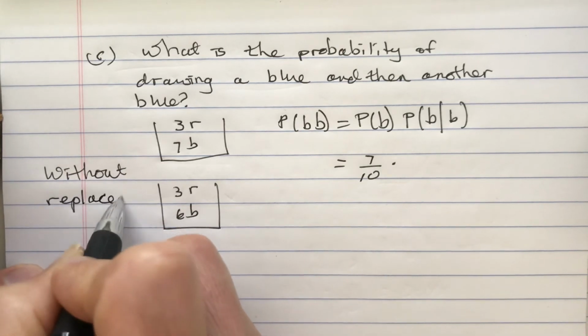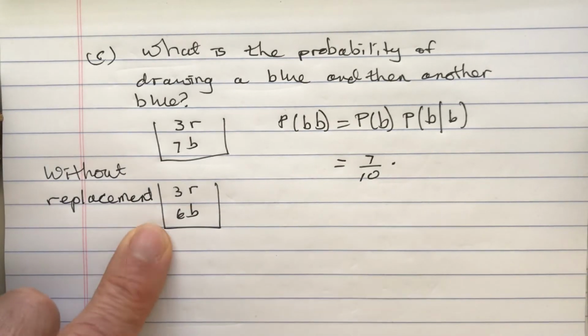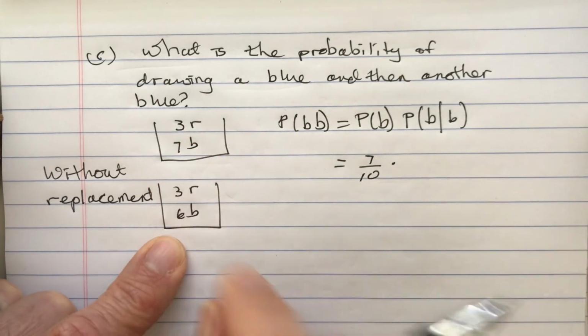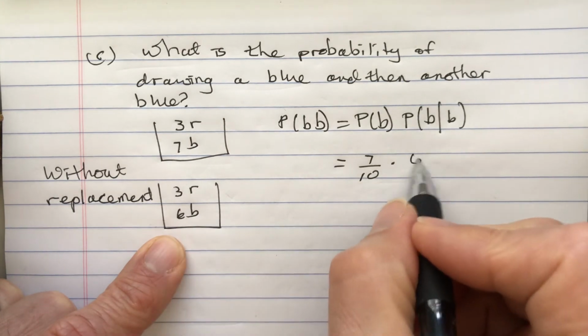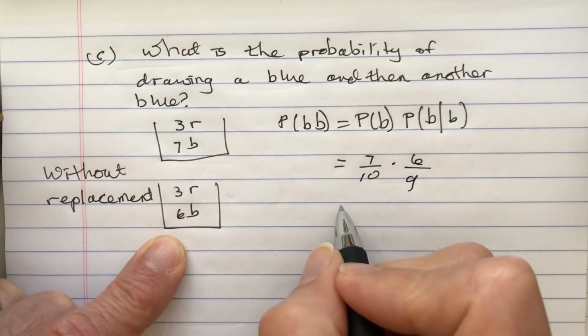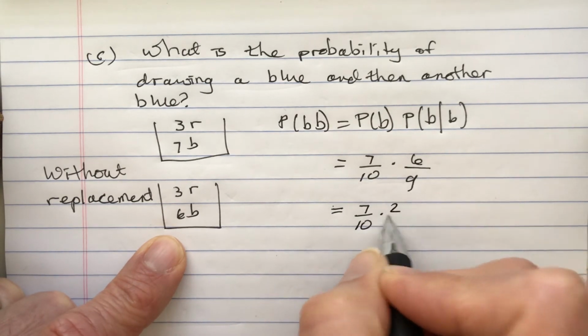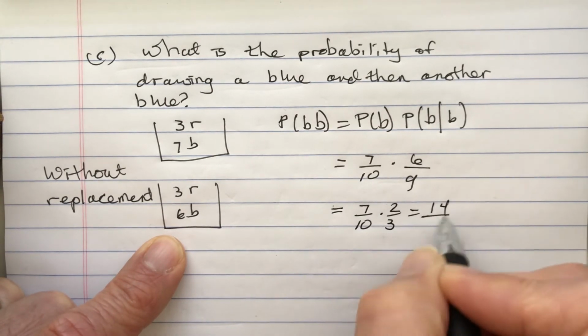So that's a big thing to look at, whether you have replacement or not. If there's replacement, you're going to keep the same box, but here we're changing the box, and now we have 6 out of 9 are blue, and then that reduces to 7/10 times 2/3, so that makes 14 out of 30.